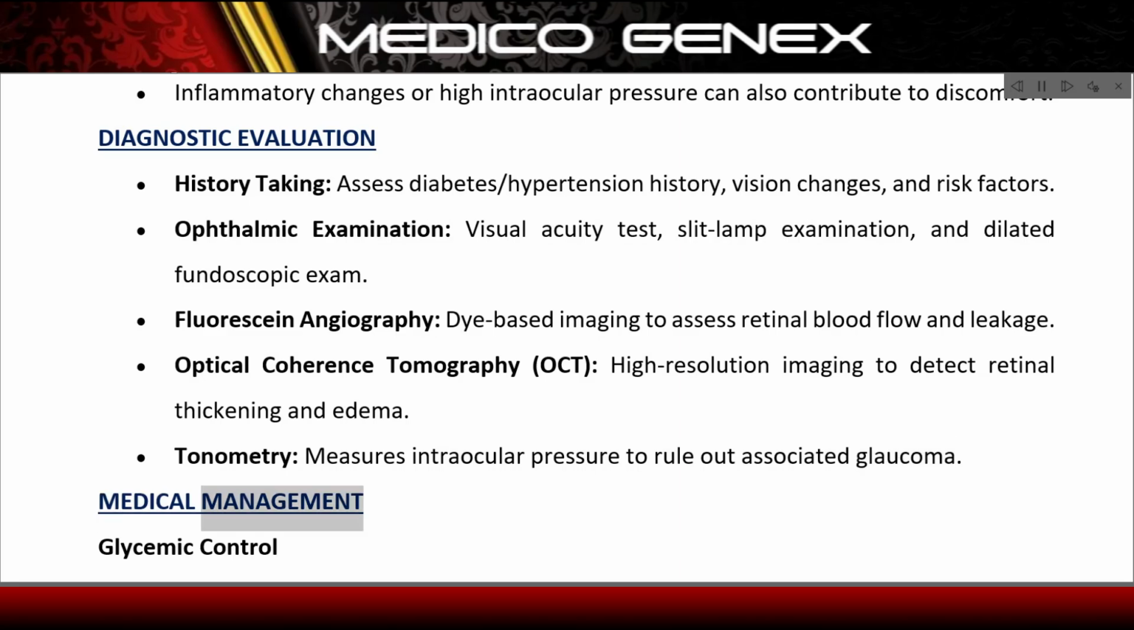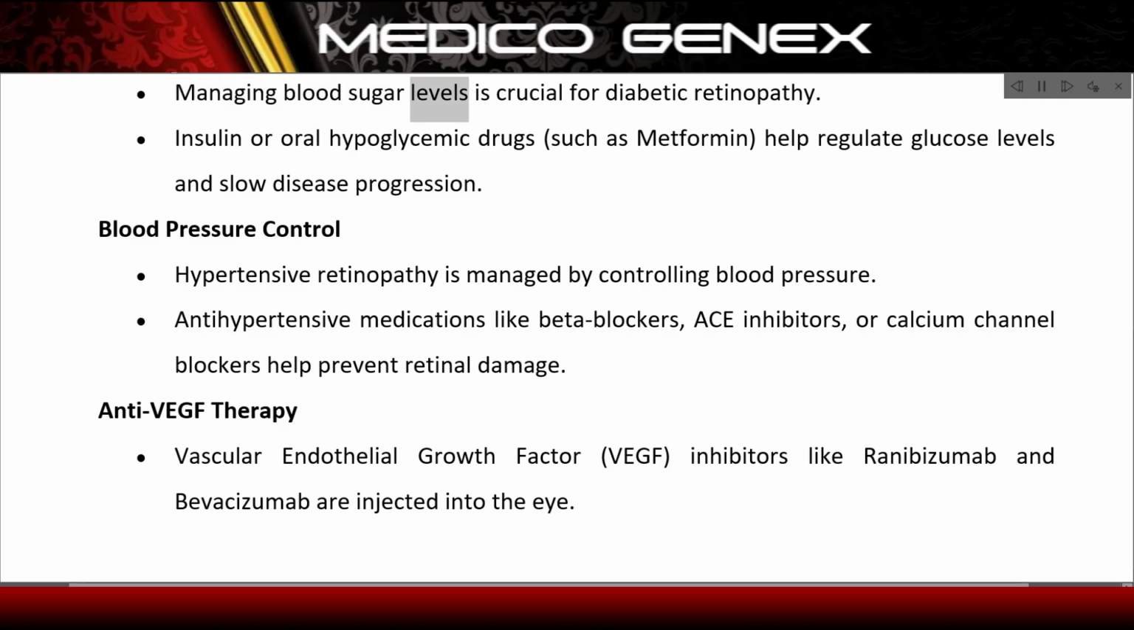Medical management. Glycemic control. Managing blood sugar levels is crucial for diabetic retinopathy. Insulin or oral hypoglycemic drugs, such as metformin, help regulate glucose levels and slow disease progression. Blood pressure control. Hypertensive retinopathy is managed by controlling blood pressure. Antihypertensive medications like beta blockers, ACE inhibitors, or calcium channel blockers help prevent retinal damage.